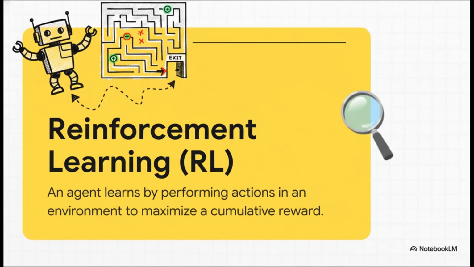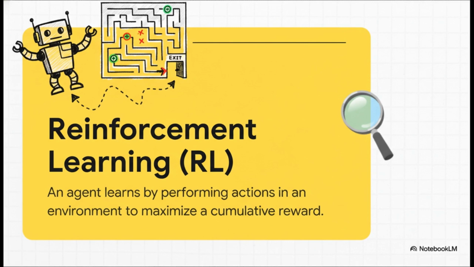So reinforcement learning, or RL, is completely different from what we've seen so far. This is all about learning by doing, basically trial and error. The classic example is an AI agent, think of it as your player, in an environment like a video game maze. The agent has no instructions. It just starts trying things.